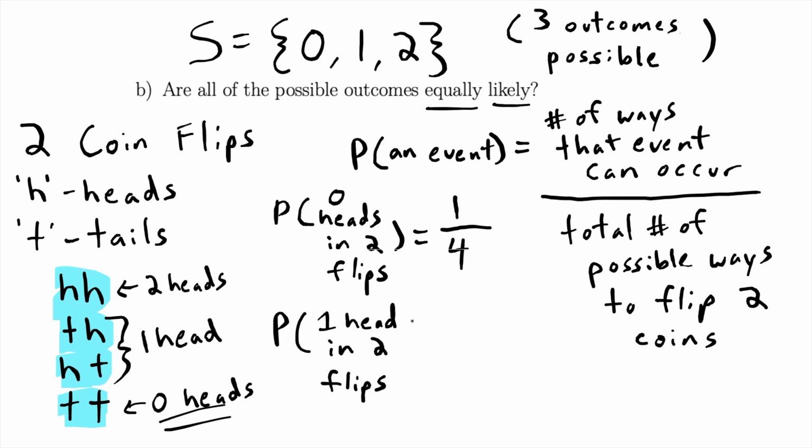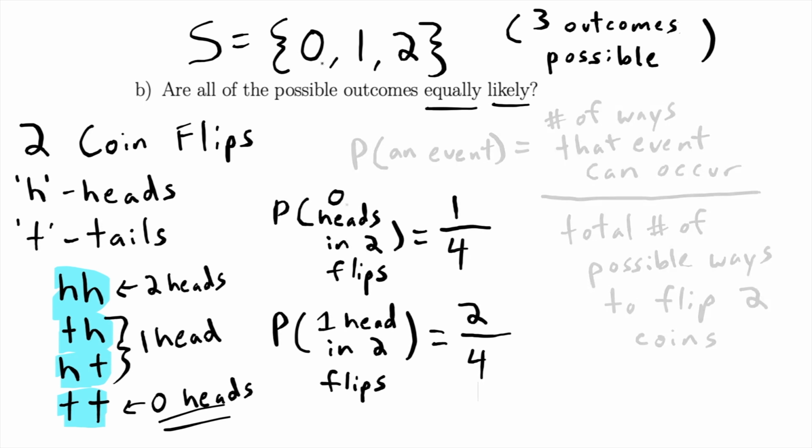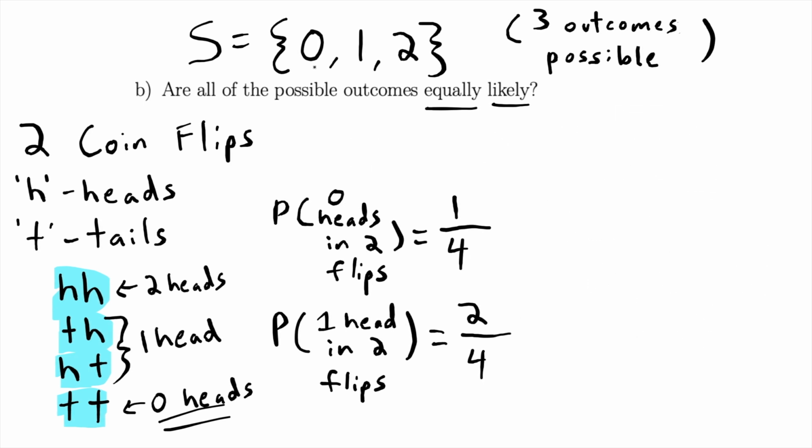whereas the probability that you get 1 head in 2 flips, this has a chance of 2 out of 4. It's twice as likely. Which leads us to the answer to this question. Are these counts equally likely? They are not. Equally likely means they all have the same chance, and 0 heads is less likely than getting exactly 1 head.